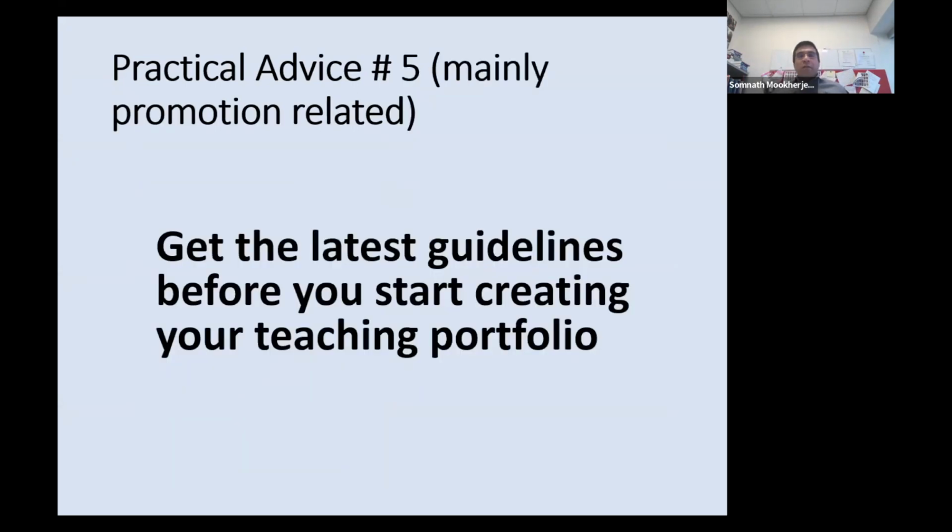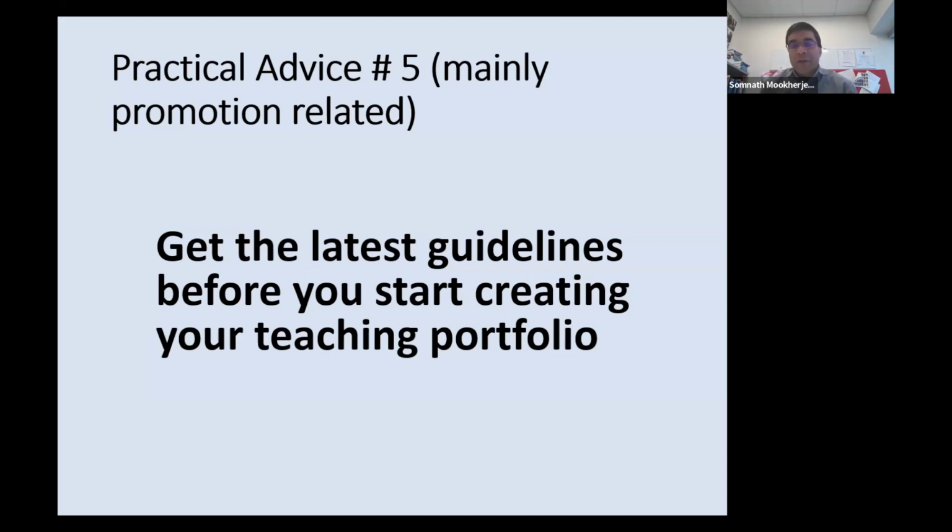Okay, and practical advice number 5, which I think will become increasingly important in the years ahead. Make sure you know what people want. Let's say you're looking at a job at Duke or something, and they ask you to include your teaching portfolio. Make sure you know what their teaching portfolio looks like. If you're writing a teaching portfolio for UW for promotion, get the latest guidelines.